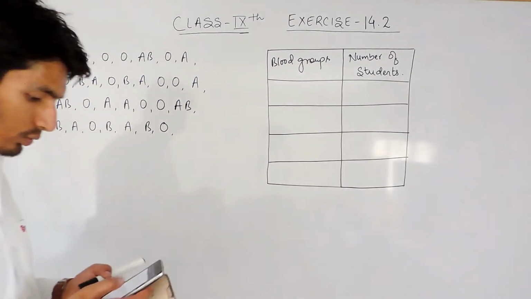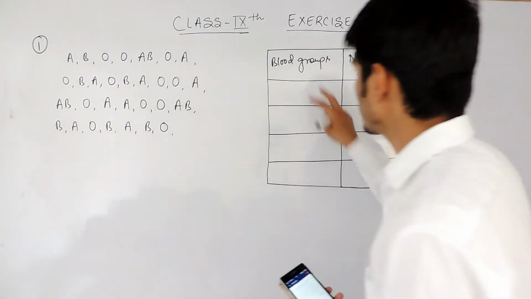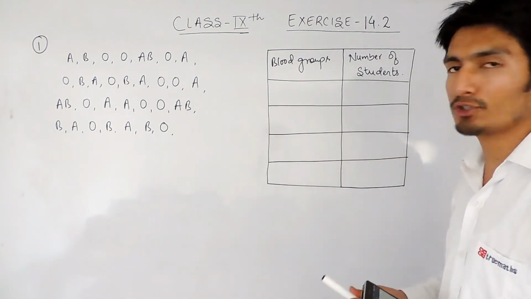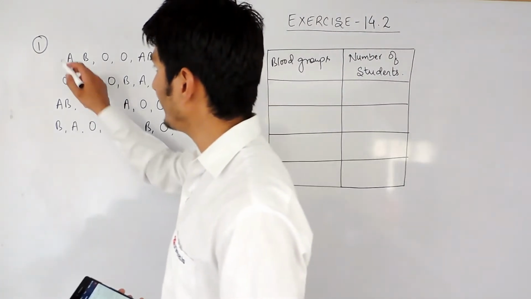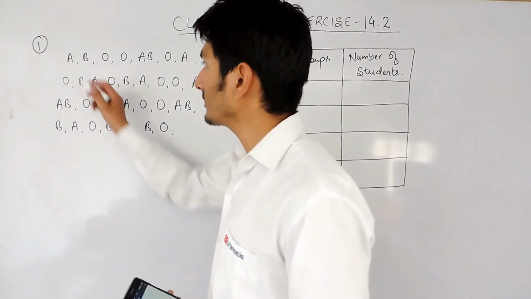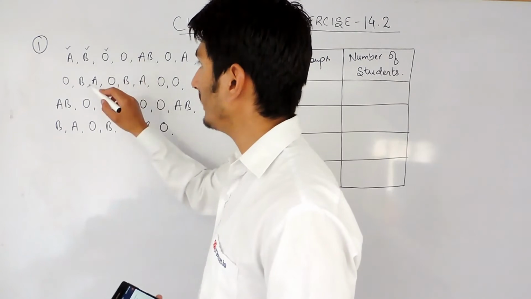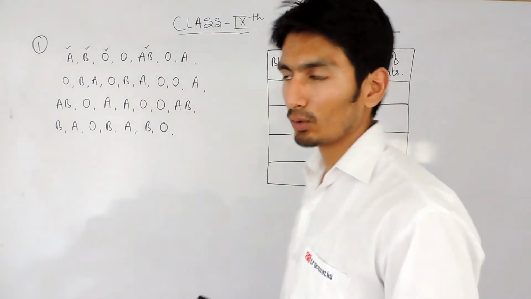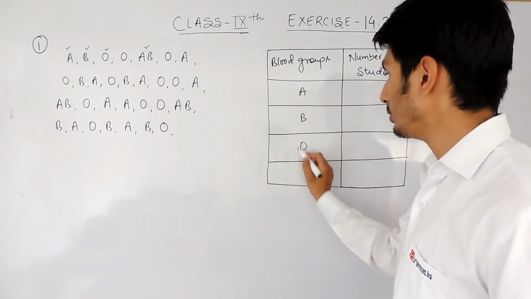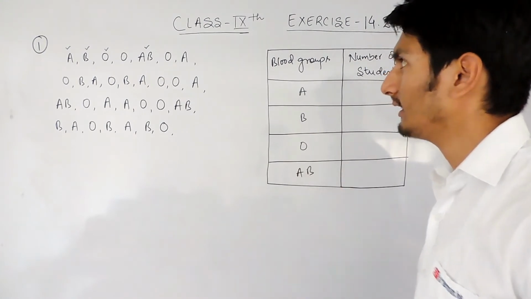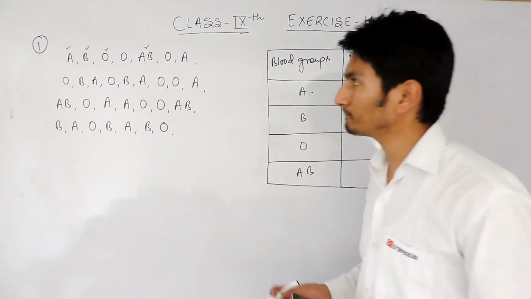So if you want to convert this into a distribution table, there are two things. The first is the blood groups and the second thing is the number of students. Now first of all, if you look at this data, you will find there are 4 blood groups. First is A, second is B, third is O, and fourth is AB. Now let's find how many students are there having blood group A.